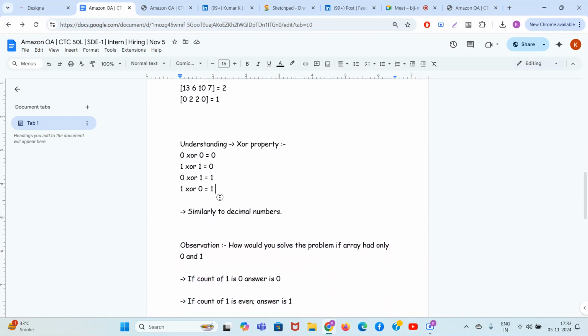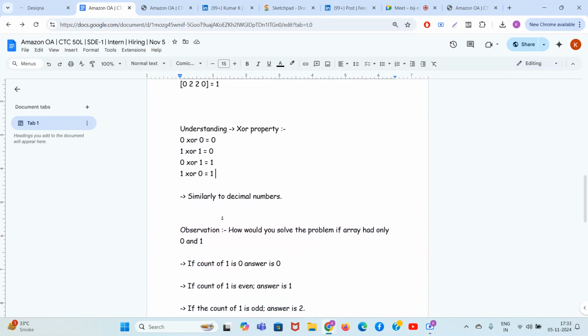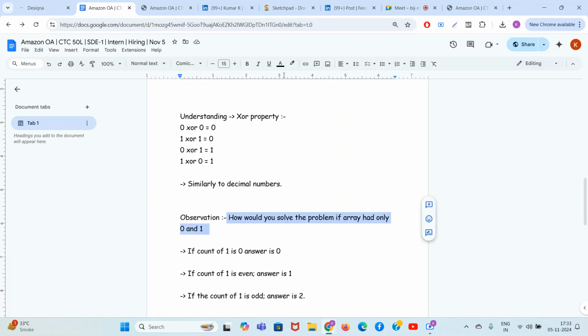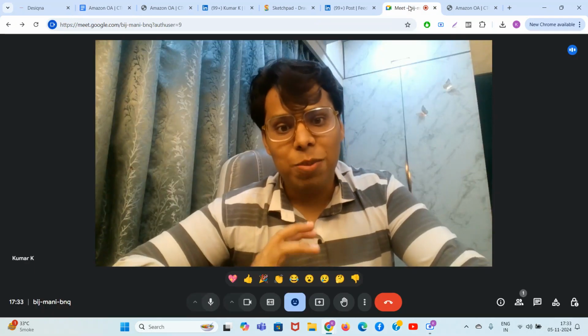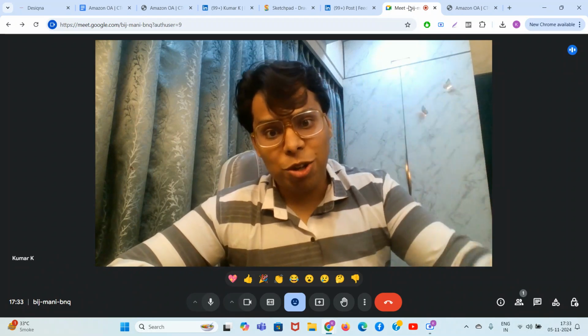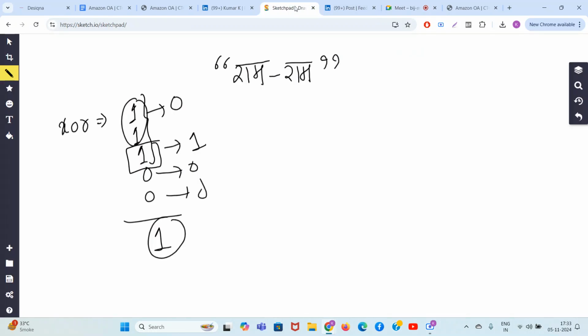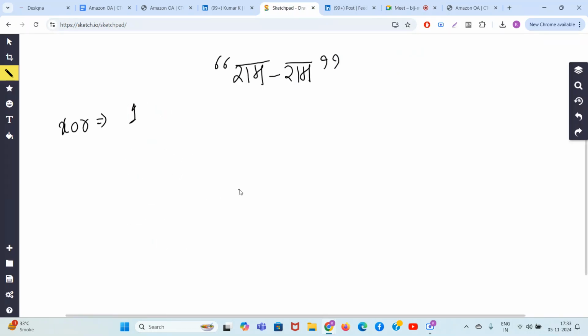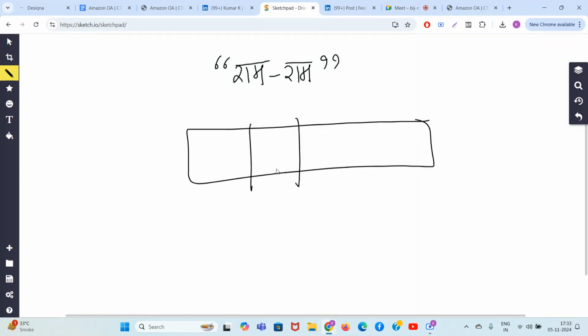Rather than solving for the actual array, how would you solve the problem if the array had only 0 and 1? So guys, let's change the question, make it easy. If your array had only 0 and 1, how would you solve this question? Let's check. So guys, let's assume this is my array. Only zeros and ones are there. Okay. How will I solve it?